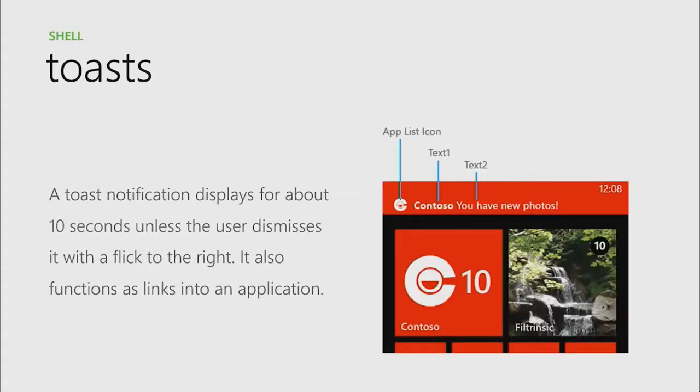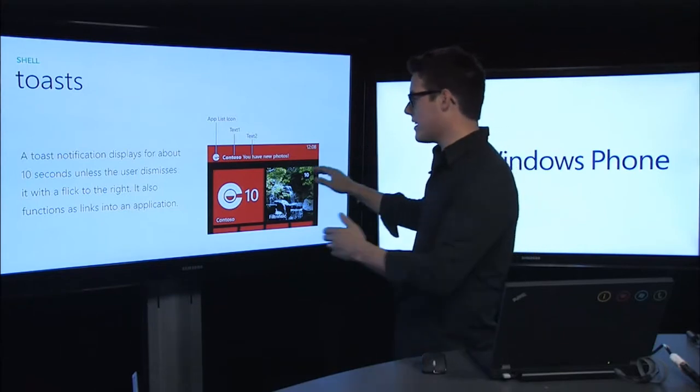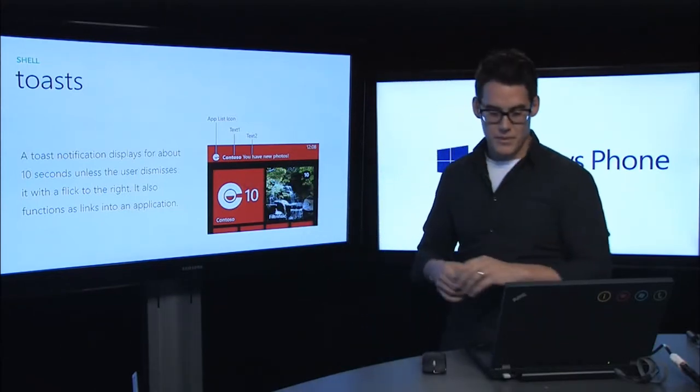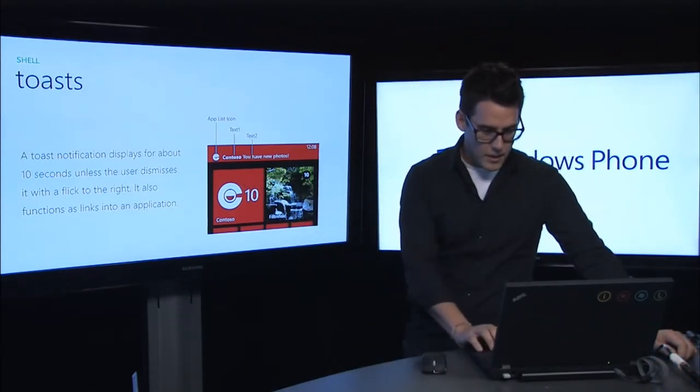Here's the anatomy of a toast. It basically has an app list icon. Every toast is correlated with an application. When an incoming text message comes in, it will have the text SMS icon. Then there's text 1, which is basically a bold text, and then the text to follow, which is content text. A toast waits around for around 10 seconds, and one of the things that you can do to dismiss it and just get rid of it is a swipe of your finger to the right-hand side, and it will throw it off the screen. Here's a couple of quick little hints about working on them.